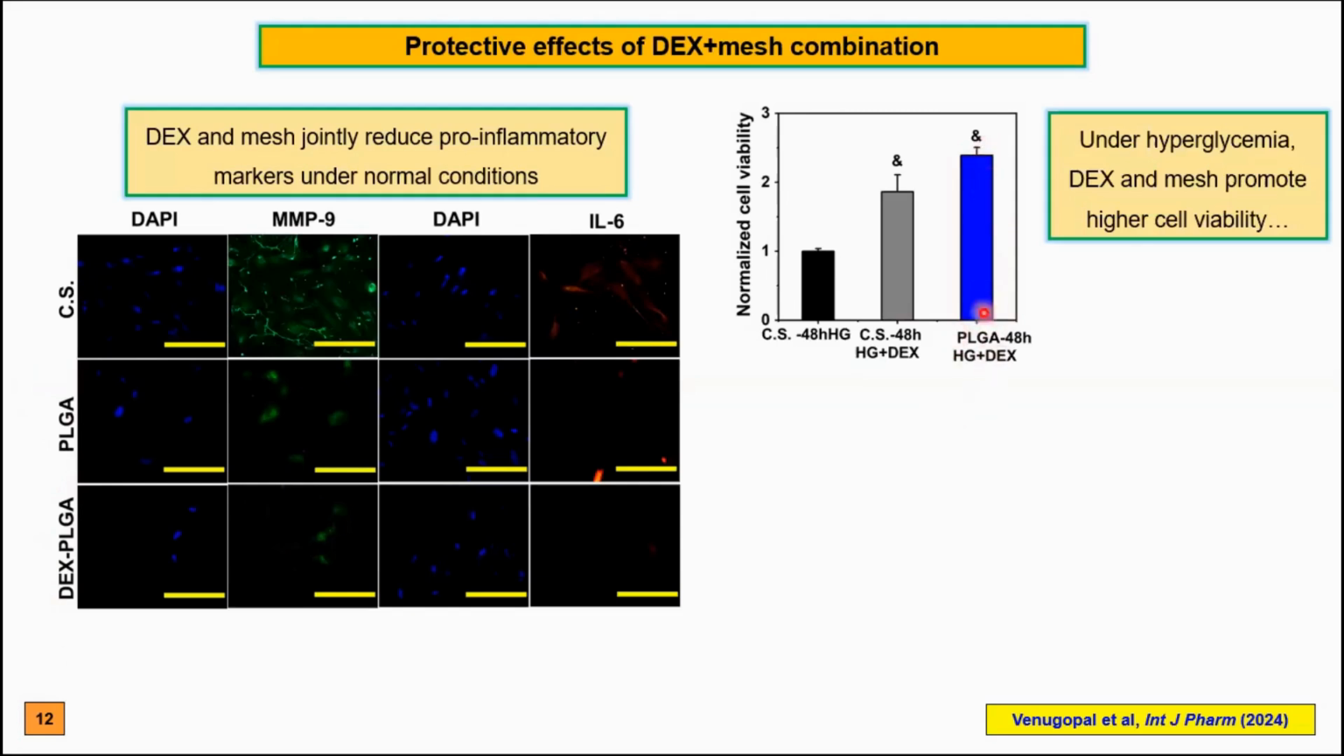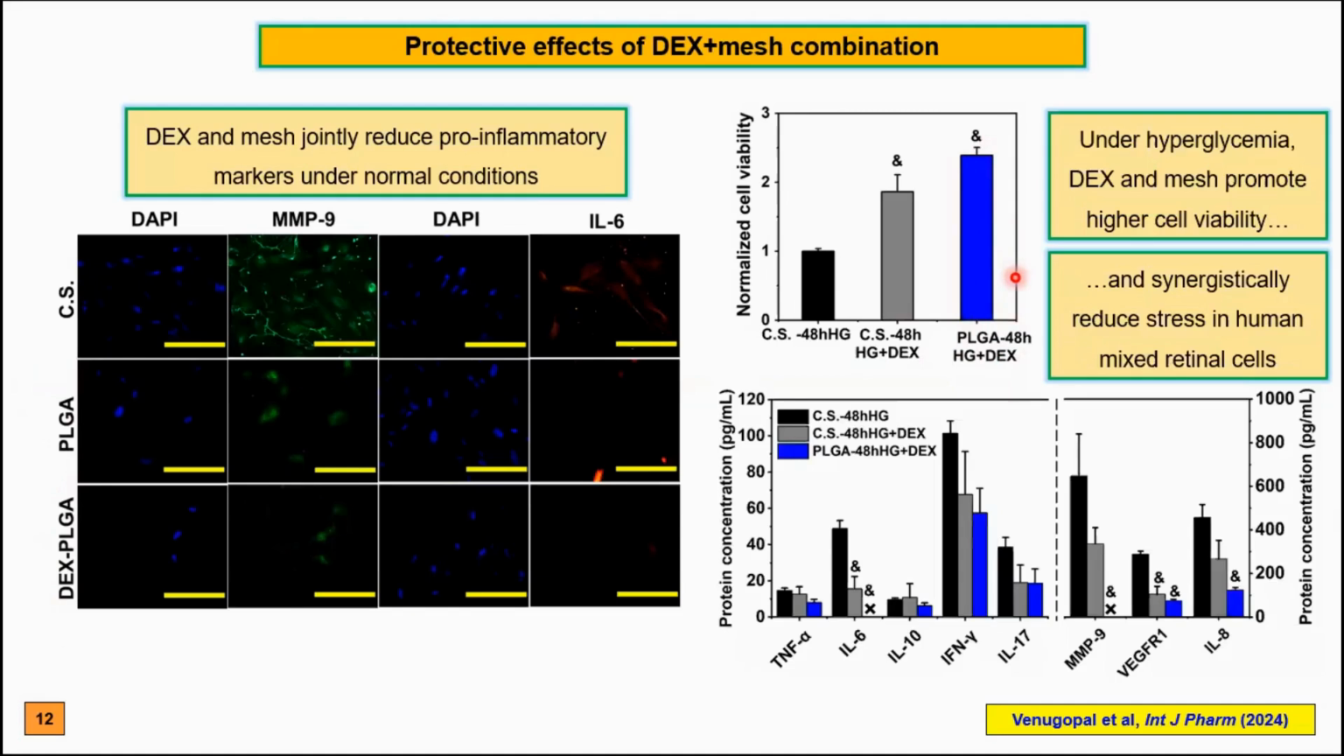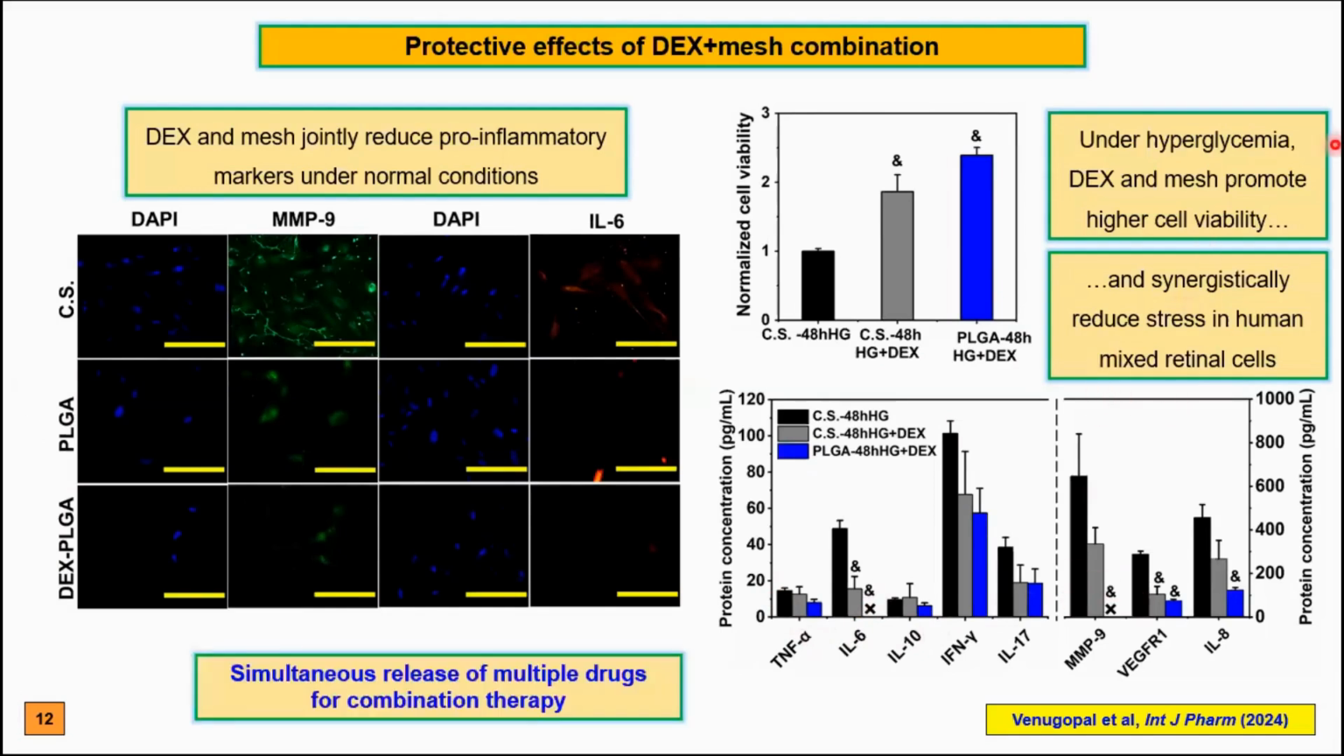So HG is hyperglycemia. And we were also able to show using protein expression studies that, as with the meshes alone, DEX with meshes synergistically promote a decrease in pro-inflammatory markers and an increase in anti-inflammatory markers. So what we're now looking at is simultaneous release of multiple drugs for combination therapy, targeting not just inflammation, but other conditions associated with retinal vascular diseases.